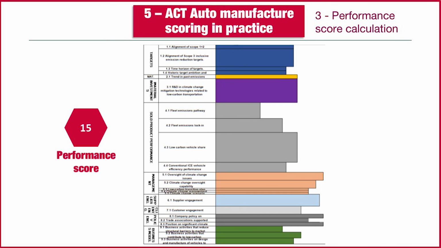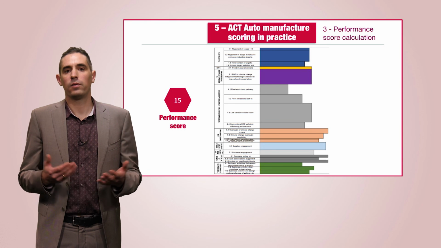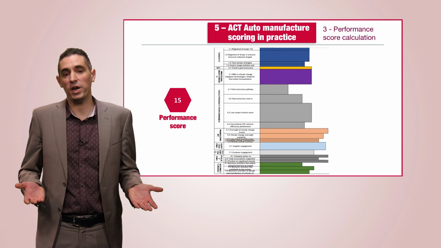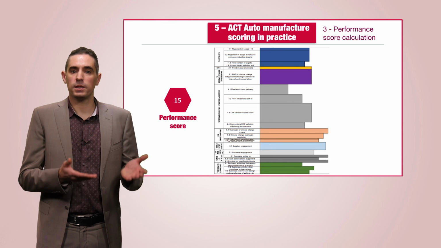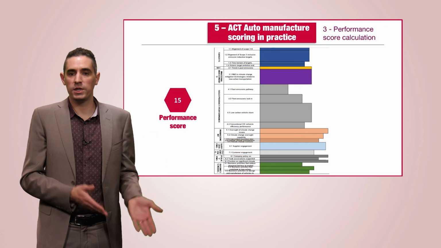Here you can find a visual representation of the relevant modules for the auto manufacturers, the indicators that compose them and their relative weight expressed as the width of the bar in this bar chart. The width of the bar represents its weight in the overall performance score. The colored area versus the entire area provides the basis for the final performance score, a weighted average, which is expressed here as a number from 0 to 20.